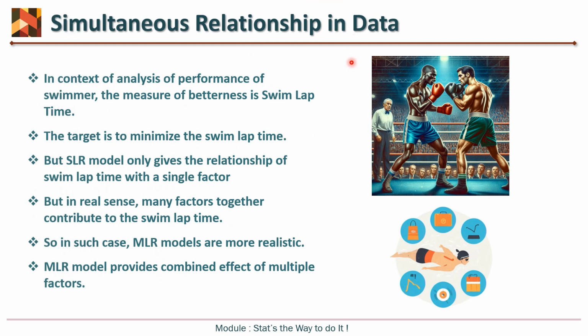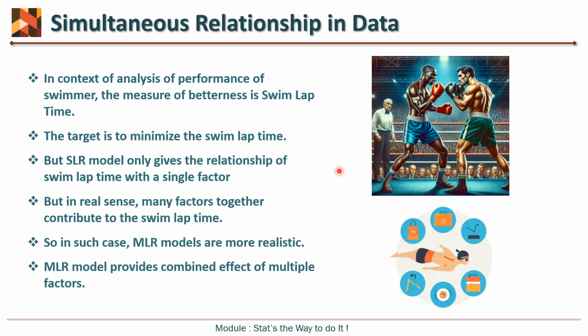Coming to simultaneous relationship in data, let us take a case of a boxer. You always know that in a boxing ring there are only two boxers fighting with each other. So you can refer to this match as SLR, when one boxer is fighting with only one boxer. We are understanding the effect of one X on one Y.